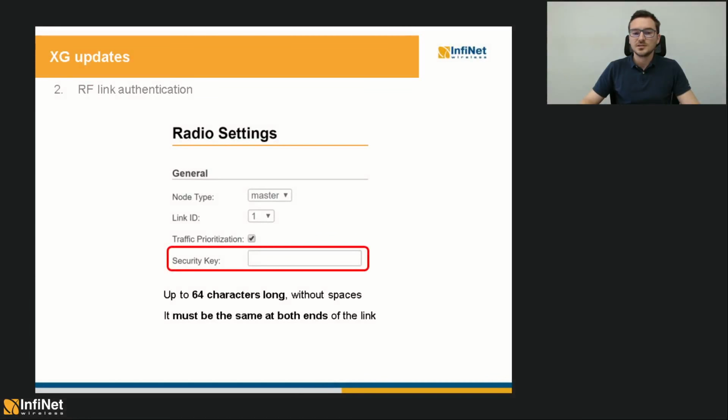RF Link Authentication was also a necessary update for the XG platform in order to increase security. You can now configure a secret keyword for encoding the protocol messages, which can be up to 64 characters long, and obviously it must be the same at both ends of the link.